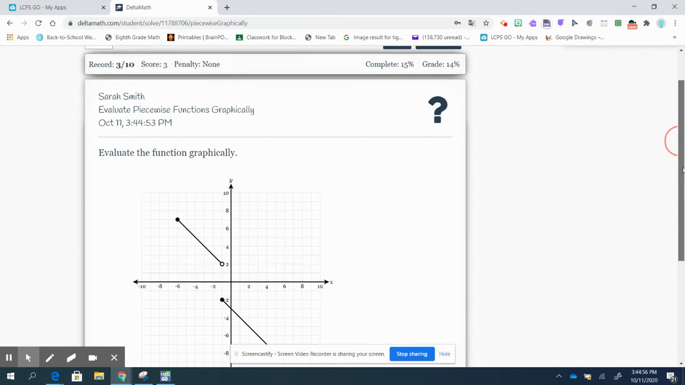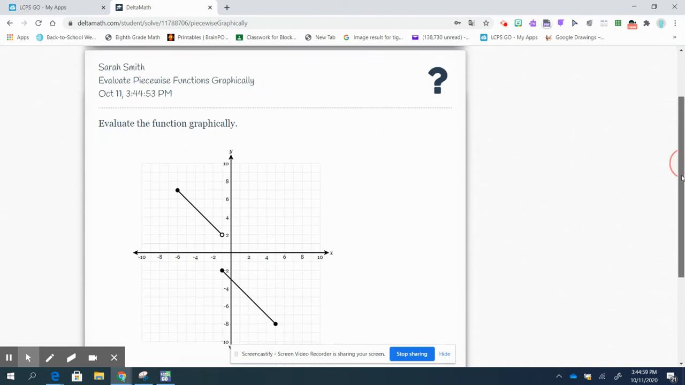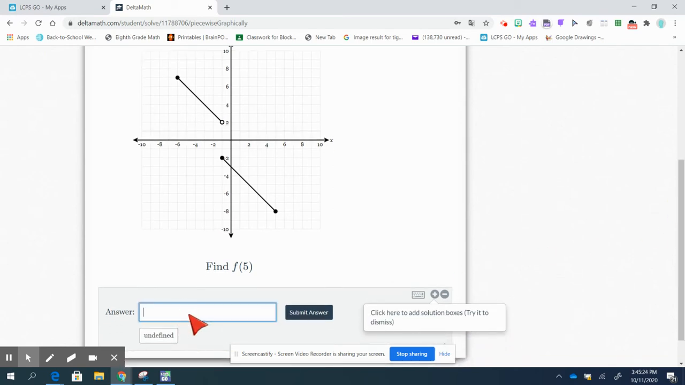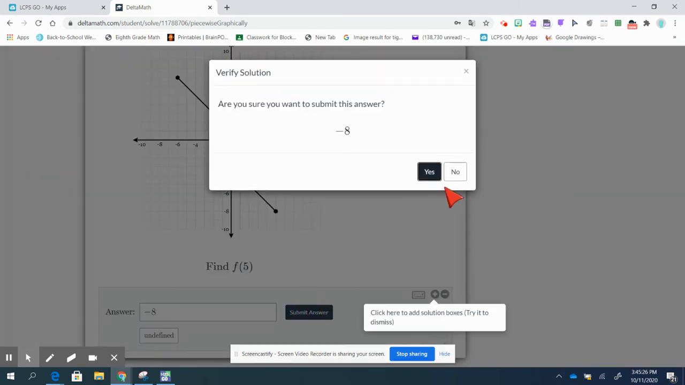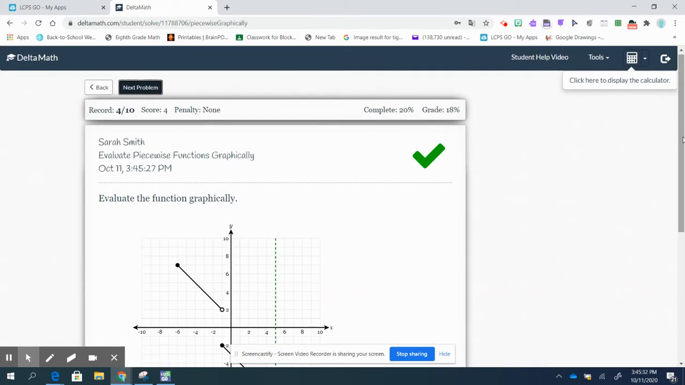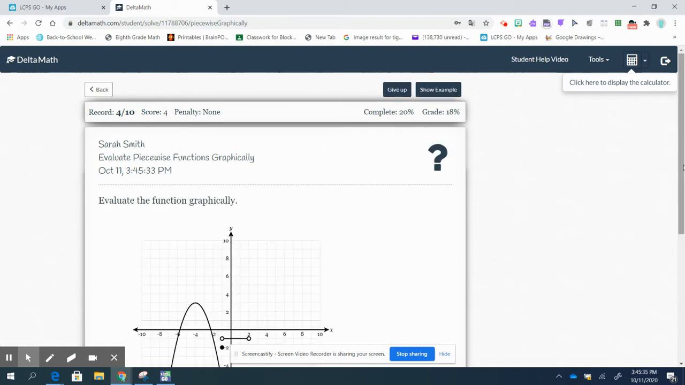Okay, evaluate the function graphically. All right, so now we have these two linear graphs, and we want to find f of 5. So when x is 5, what is y? So we start here, we go over to 5, we go down, and we can see that when x is 5, y is -8. Put in -8, submit our answer, say yes, and we got that one right. See, it's not so bad. Let's just do a couple more.